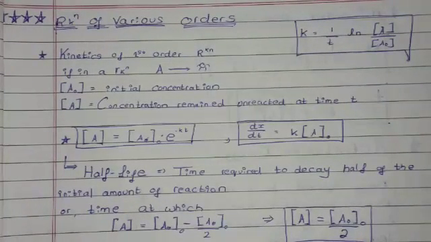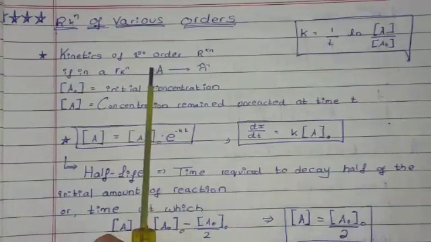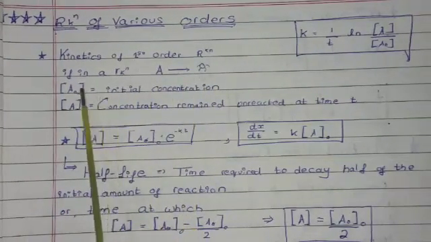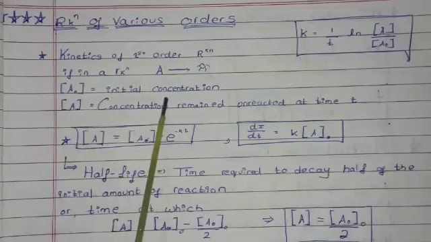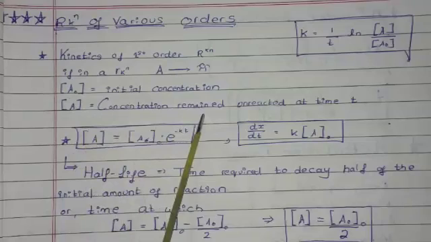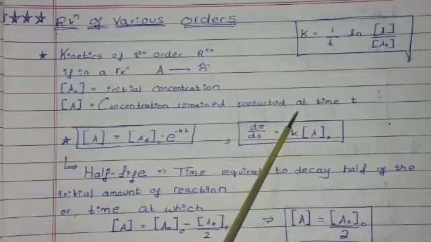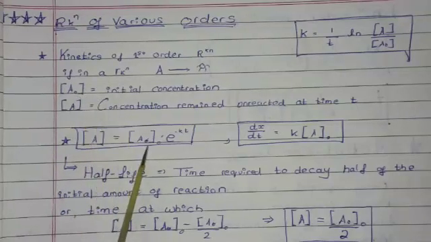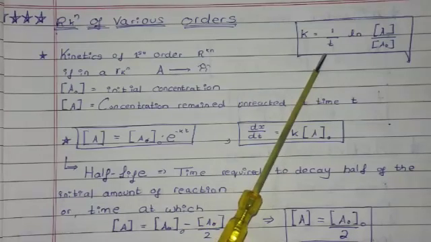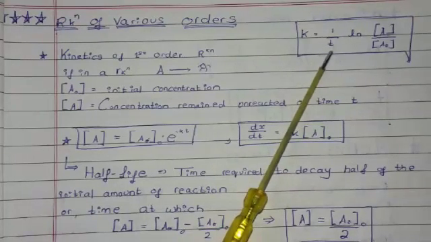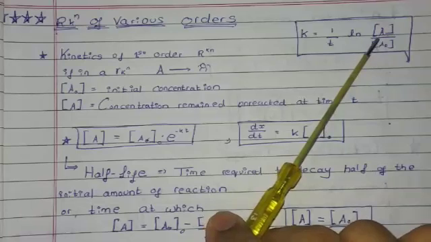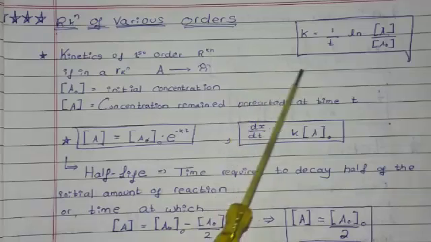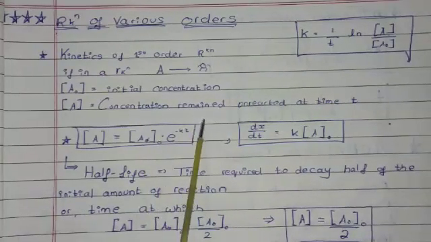Now let us see the reactions of various orders. Let us take the first order reaction. For example, if any reaction where A goes to product, then concentration of A naught is the initial concentration, and concentration of A is what remained unreacted at time t, means after some time t this much is still not reacted. Then by our formula, k equals 1 upon t ln of concentration of A remaining unreacted divided by concentration of A naught, the initial concentration, where k is the rate constant.